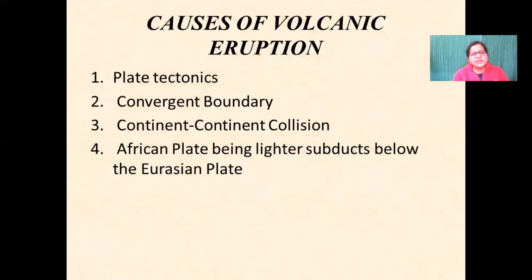Now the causes of volcanic eruption. First is plate tectonics, because plates are moving, the African plate and the Eurasian plate. Second point, when the African plate is colliding or converging with the Eurasian plate, the African plate being denser goes below into the mantle or the asthenosphere, the upper mantle. When it is melting, the volcanic material is trying to push through along with the steam and the hot gases.